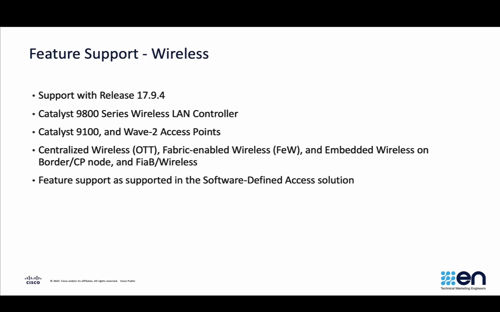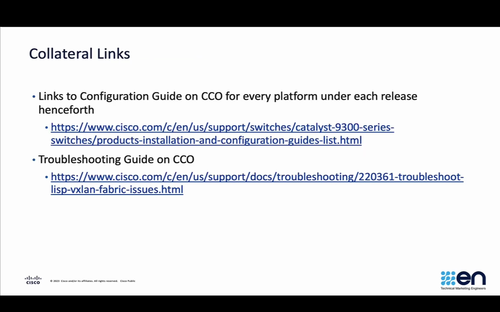Wireless support starts from 17.9.4 and again only Catalyst 9800 series WLCs and Catalyst 9100 and Wave 2 access points are supported. Fabric enabled wireless with the 9800 appliance, as well as embedded wireless with Fabric in a box is supported as well. Centralized wireless could be any wireless because there is no tie-in of the fabric with the wireless, so that is no factor.